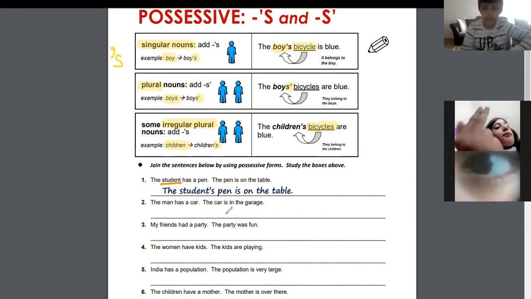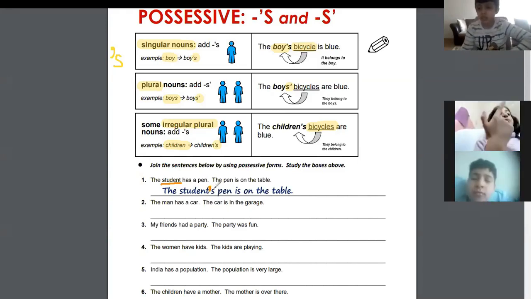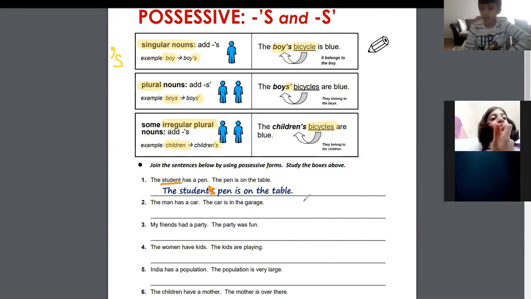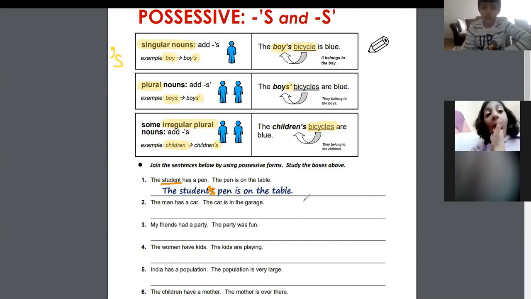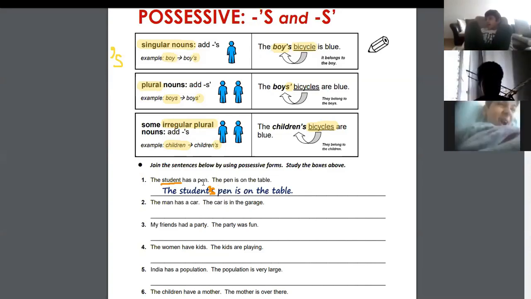So because student is only one, we have to put apostrophe after the noun. Then we put the S. So because it's singular, we put apostrophe, then S. Student's. Thank you, Ali. Eileen, read number 2. Okay. Read number 2, please.